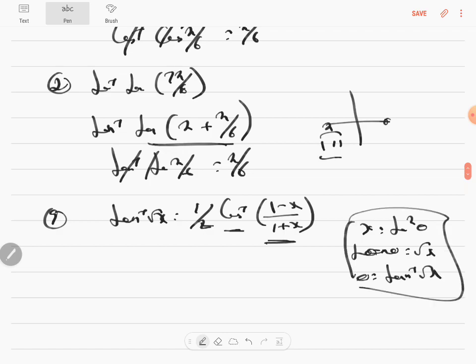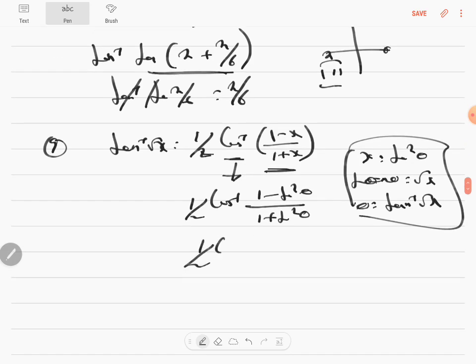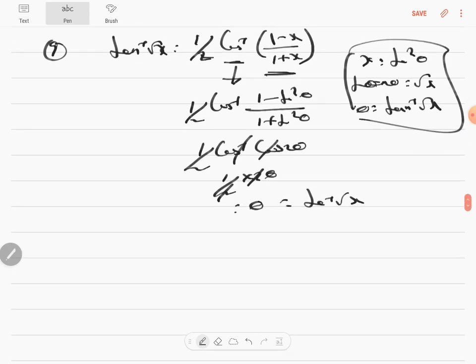Substitute it on the right hand side: half of cos inverse of (1 minus tan square theta) by (1 plus tan square theta), which is half of cos inverse of cos 2 theta. Half of 2 theta, the 2 and 2 get cancelled, the answer is theta, and theta itself is tan inverse of root x. That completes the 9th sum.